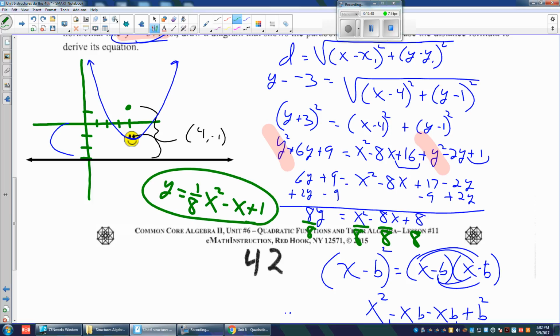Bazinga. Okay, now we should be able to finish page 43 and 44 if we haven't already.